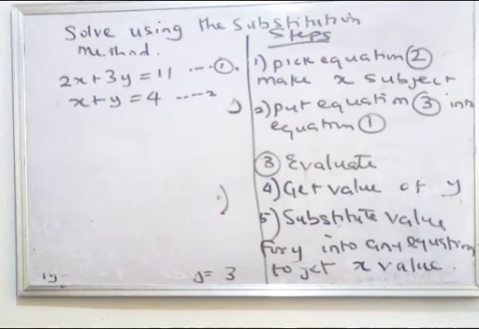Now, let's go over how to use these 5 easy steps to solve simultaneous equations. The first step says we should pick equation 2 and make x subject.